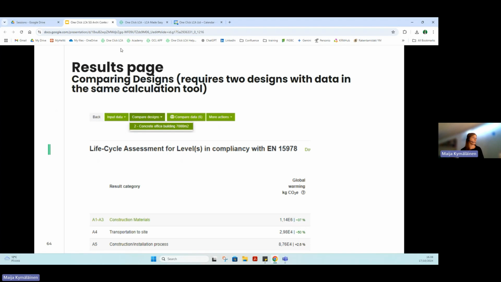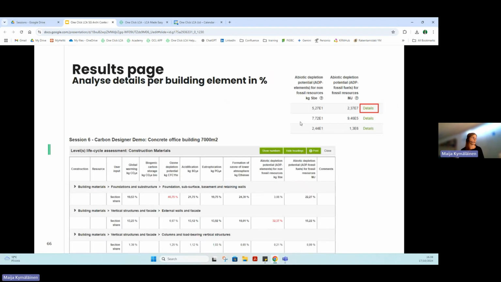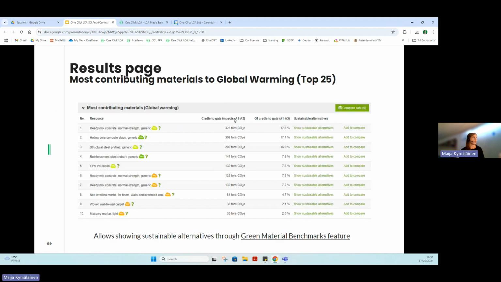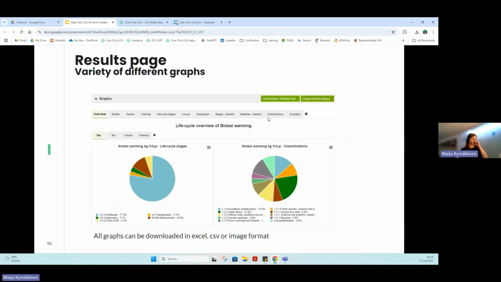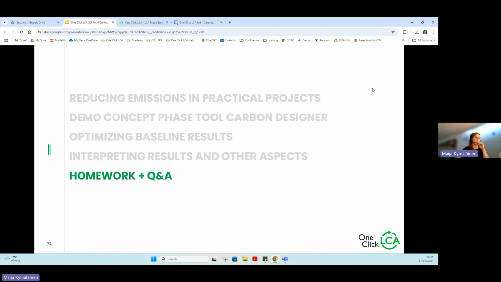And then results page, then we went through the Excel and also the details and the plausibility and the most contributing materials, and then the graphs as well. Okay, so I think that was it for today.